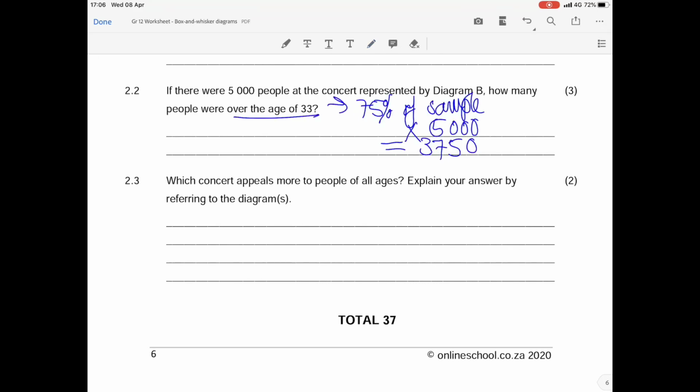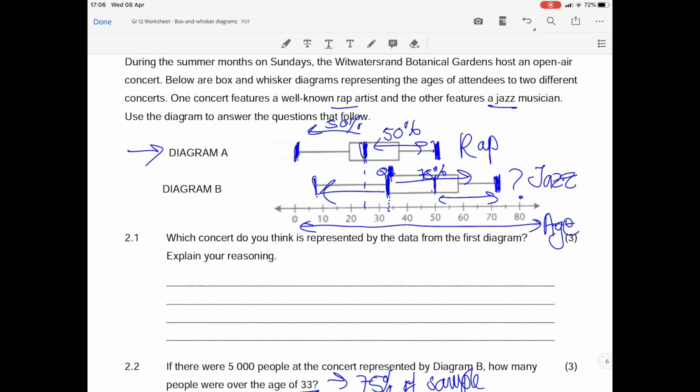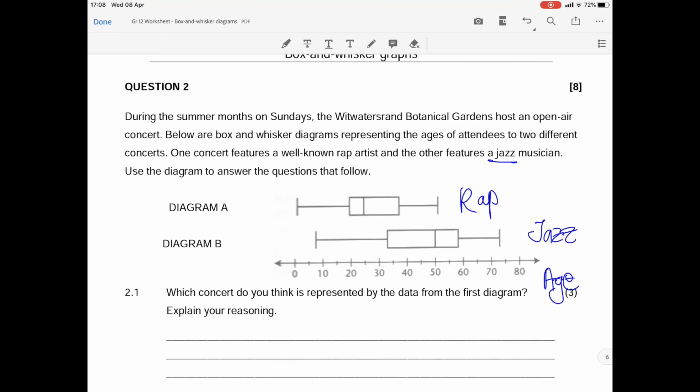Your last question asks you which concert appeals to more people of all ages. Explain your answer by referring to the diagram. So what we want to know is which of the two Box-Whisker plots has more of a spread, because we want to look at how many people of more ages are involved in that concert. So I've cleaned up these Box-Whisker plots a bit. So now we need to check which of the two, rap or jazz, appeals to more people of all ages.